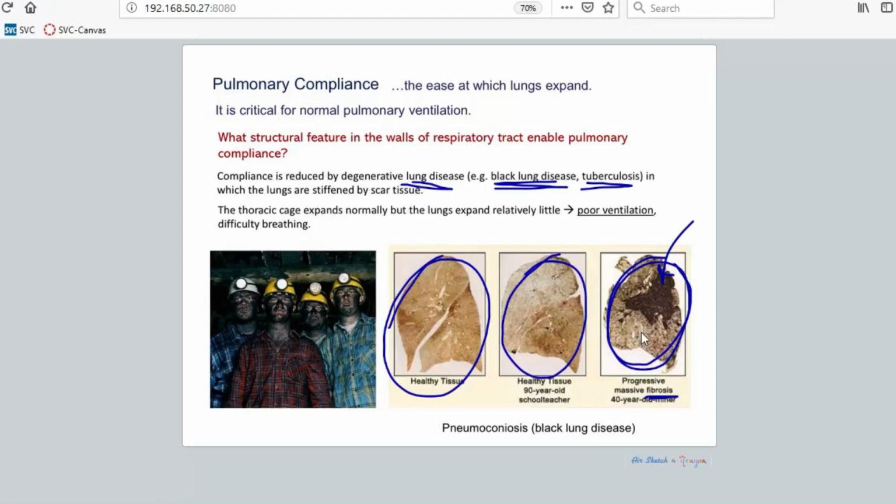And what happens? Well, when that happens, the lungs can't expand and recoil as they should, and so the pulmonary compliance goes down. It makes it much harder to breathe, and that decreases your ventilation, results in difficulty breathing.